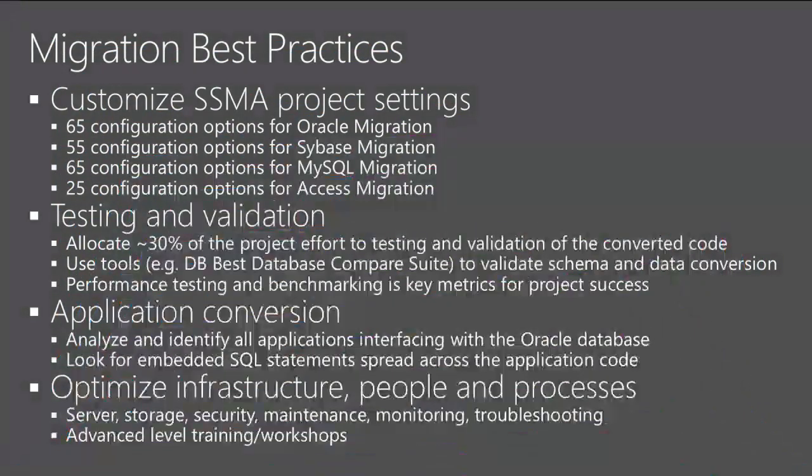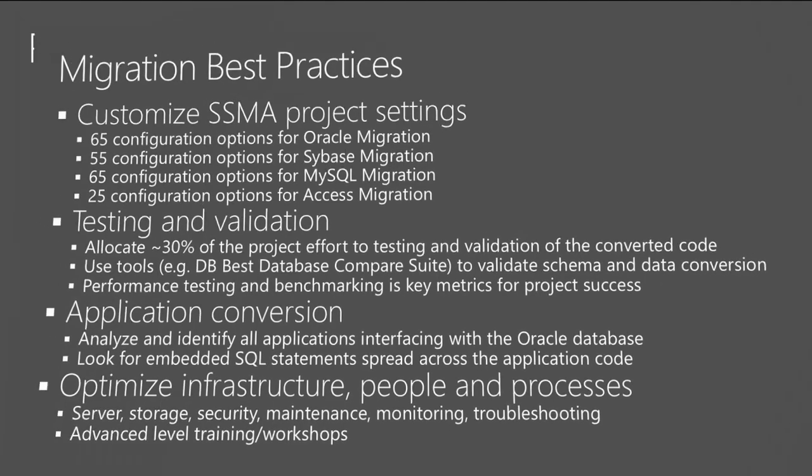Very quick summarization of best practices. Customize the SSMA project settings, as in some of the questions that were asked before. There's a lot of configuration options, and you have to make sure that you set those correctly. Testing and validation: allocate about 30% of project effort for testing and validation, very important. Application conversion as well: look for embedded SQL statements spread across the application code. And then optimize infrastructure, people, and process, so make sure that you are really ready in all aspects to handle a new system running on SQL Server.